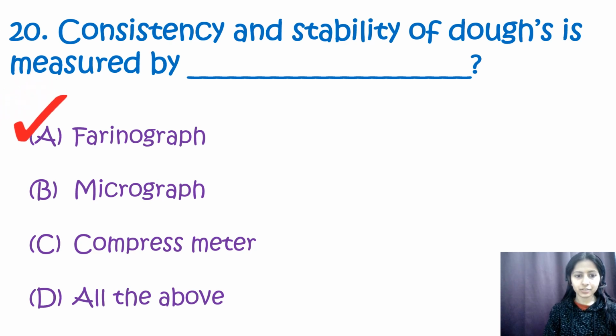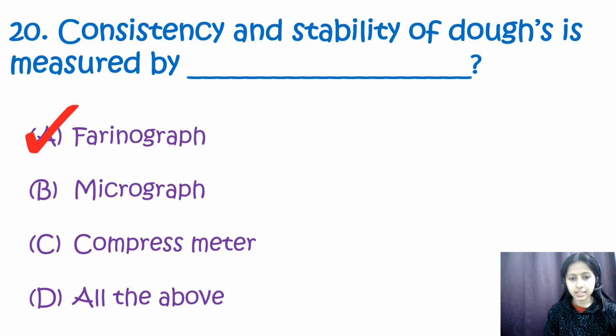Whereas this micrograph is a photograph or a digital image which is taken through a microscope or other similar devices that is used to show a magnified image of a small object. Whereas compressed meter is a device which is used to measure the flow rate of the compressed air. It is mainly used in the industrial areas. So the correct option is option number A, that is farinograph.